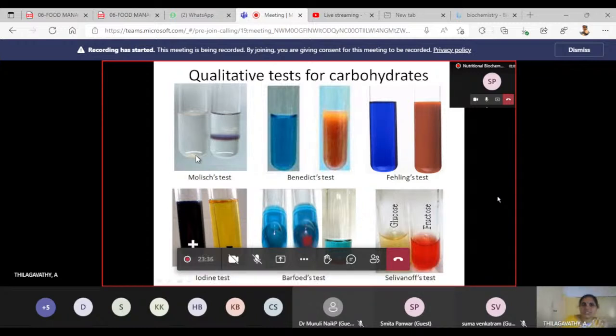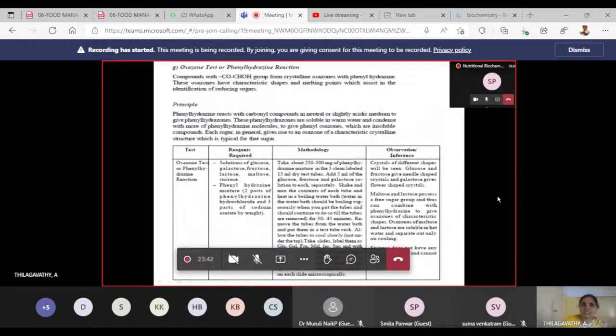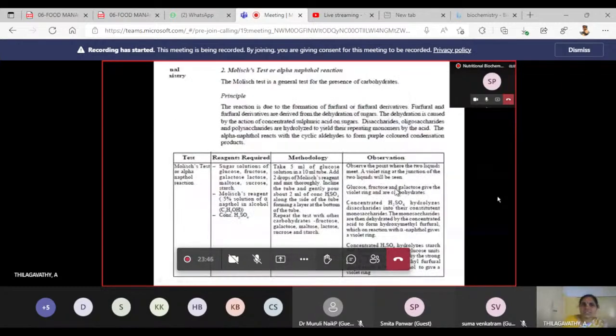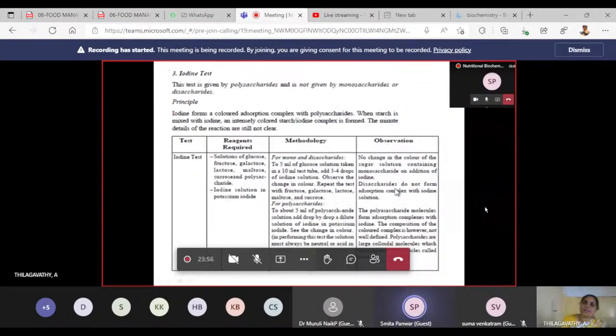Okay, so this is the first test you can do. Among the chemical tests, the first test which you can do is the Molisch test, or it is known as the alpha naphthol reaction, because the reagent has alpha naphthol. Okay, the next test which you do.